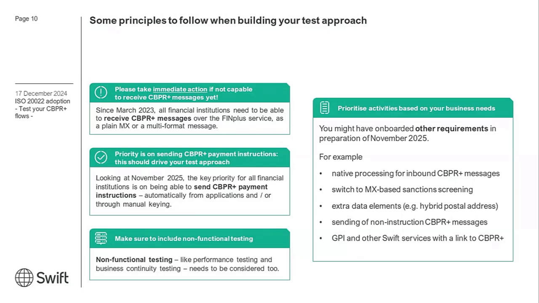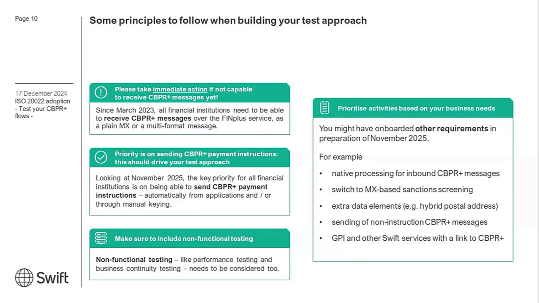The next one on the list is getting ready for the next deadline, which is November 2025. This is where you should be prioritizing your payment instruction messages, migrating them to their ISO alternatives. So think about your MT103s, 202s, PACS.8, PACS.9. That's the second part, the next deadline of November 2025.